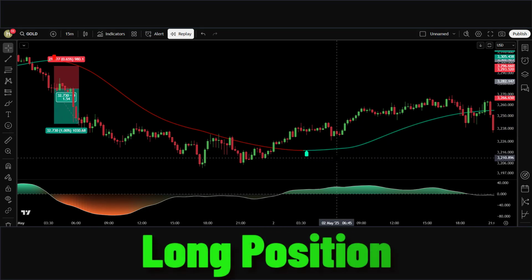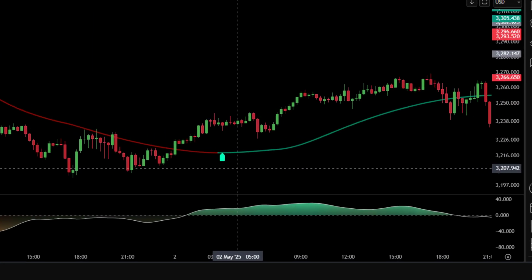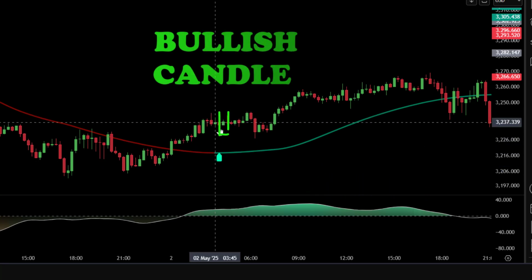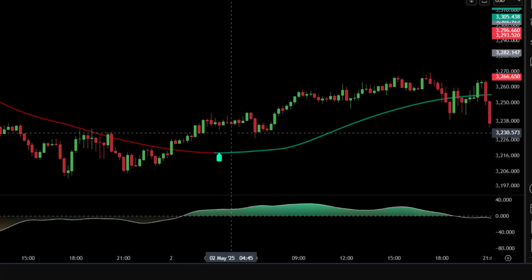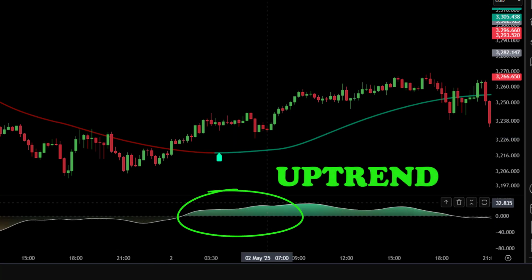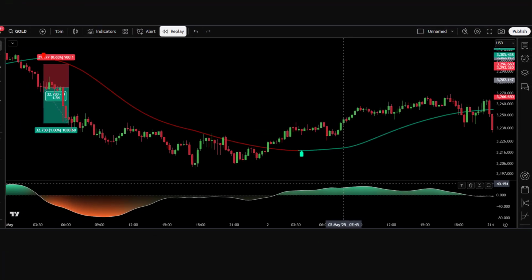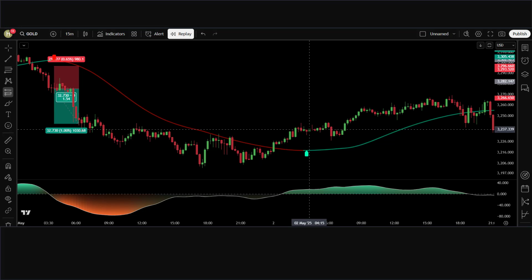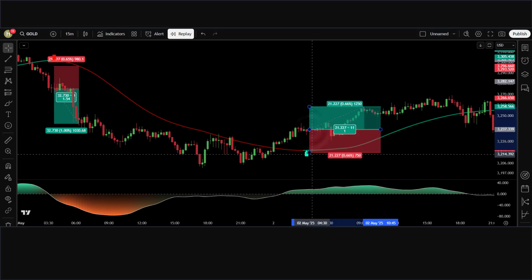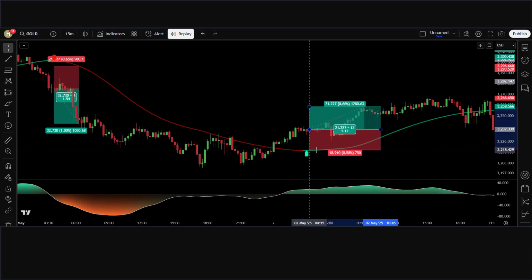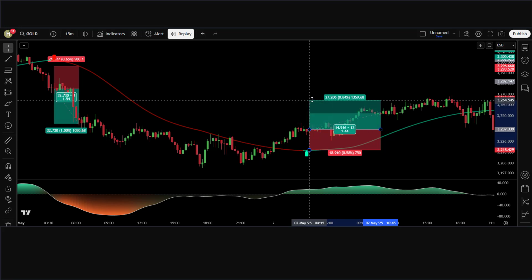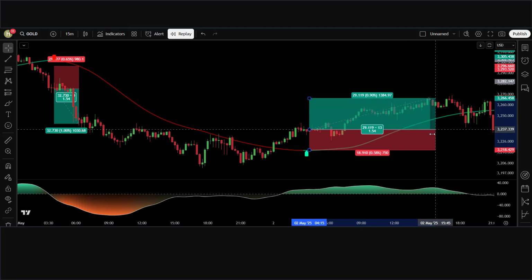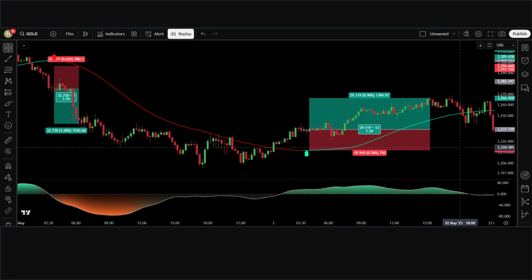Now let us understand the long position. When the Trend Targets Indicator gives us a buy signal, when the market has formed a bullish candle, and when the area of the Momentum Shift indicator is in an uptrend, if this condition is fulfilled, then we will place a buy order. Our stop loss will be placed at the baseline of the Trend Targets Indicator, and the risk to reward ratio will be 1:1.5. The market has completely hit the target.